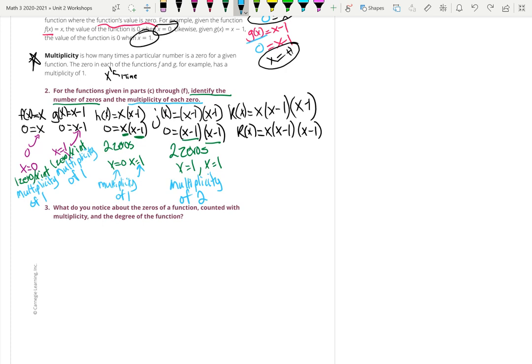This next one, it's going to have 3 zeros because the degree is 3. You can say quickly that they are when x is 0 and when x is 1. Notice this will have a multiplicity of 1. It's only the answer once. Here it's going to have a multiplicity of 2. 3 zeros.